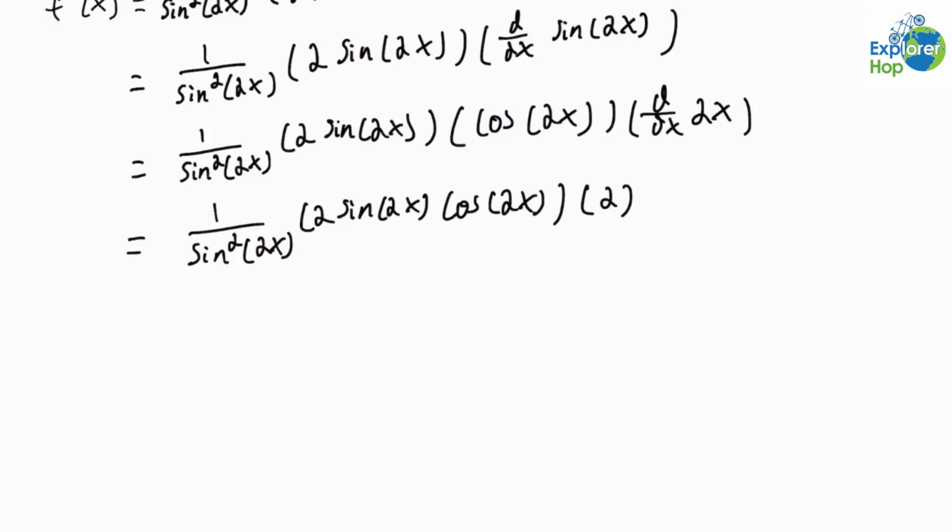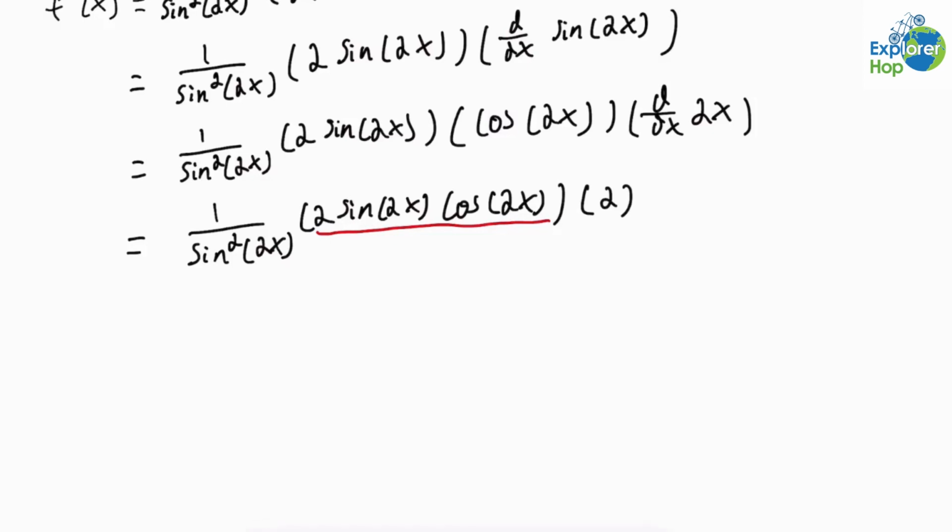And now we can simplify this expression. Notice that 2 times sine of 2x times cosine of 2x can be simplified using the double angle formula for sine. So 2 sine of 2x times cosine 2x becomes sine of 4x.